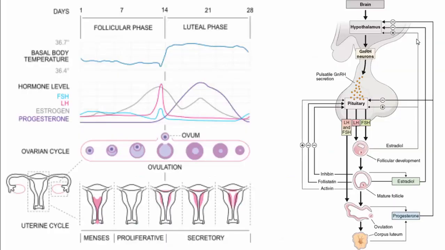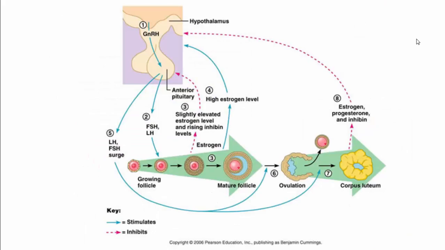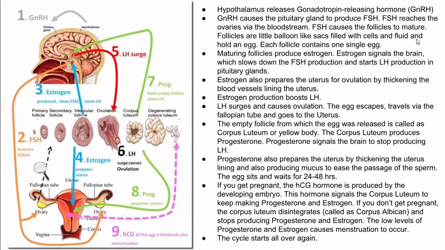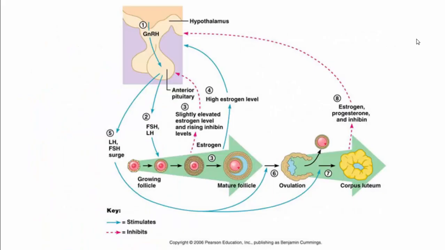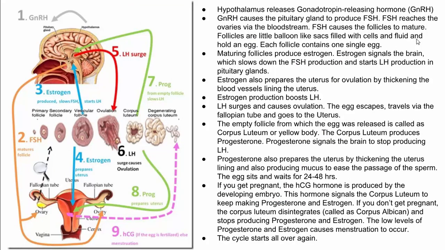So there are three diagrams in your notes. They all show the same sort of thing. It's showing the release of hormones, the feedback which regulates those hormones, and the changes in the body that come about through the reproductive cycle. I'm going to skip over these two, and I'll just talk about this one. I like some better than others. Some are simpler, some are more complex. This one's pretty complex, but it also gives you the explanation here on the right.